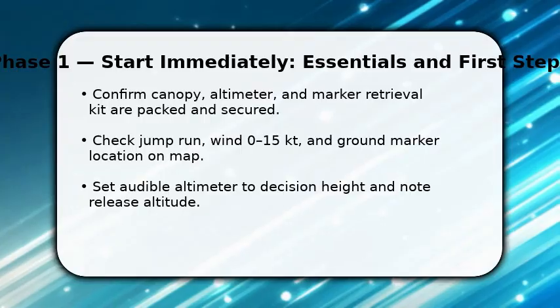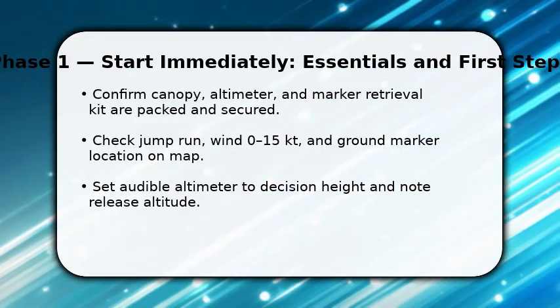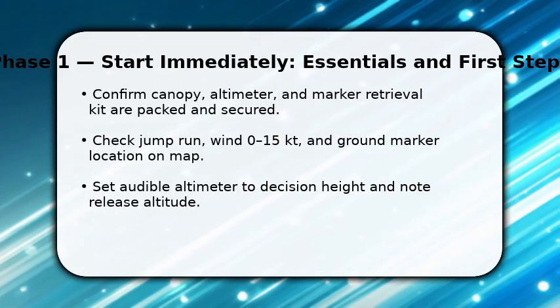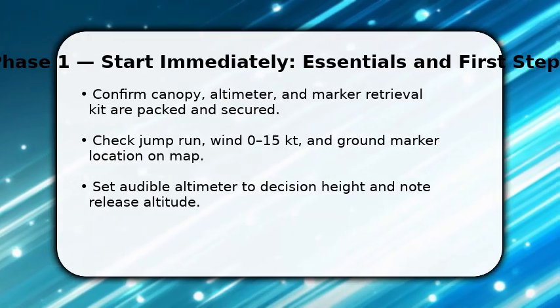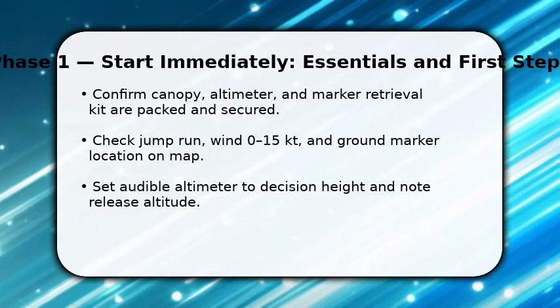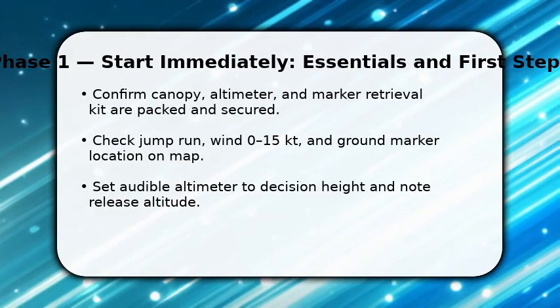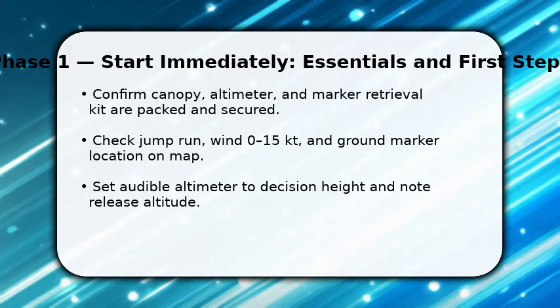Enjoy the video. You start now. Inspect your canopy, lines, and marker retrieval kit. Do not delay. Once done, verify the aircraft's jump run and wind. Choose an upwind release to drift toward the target. Make sure your audible altimeter is set to the decision altitude.